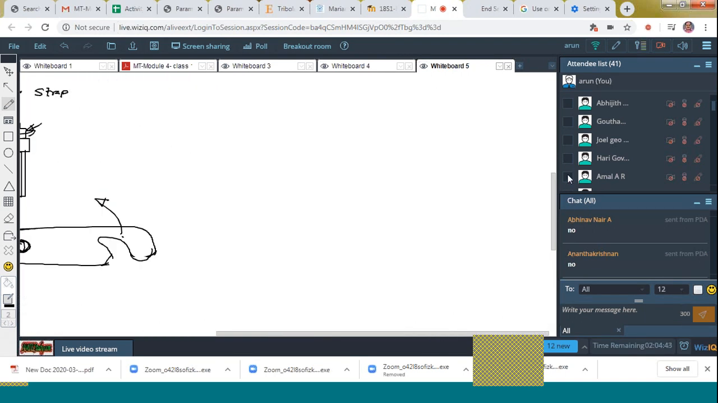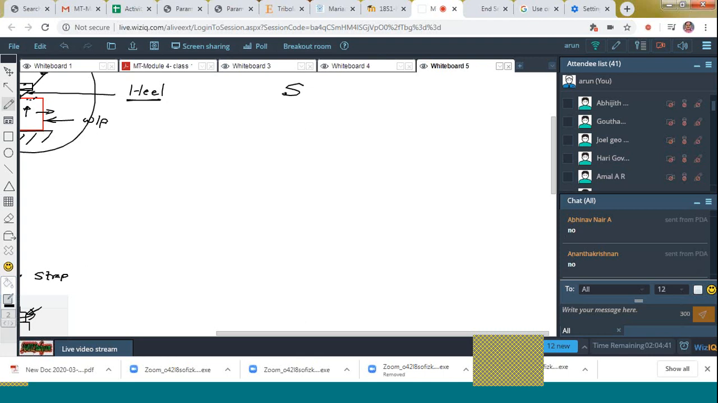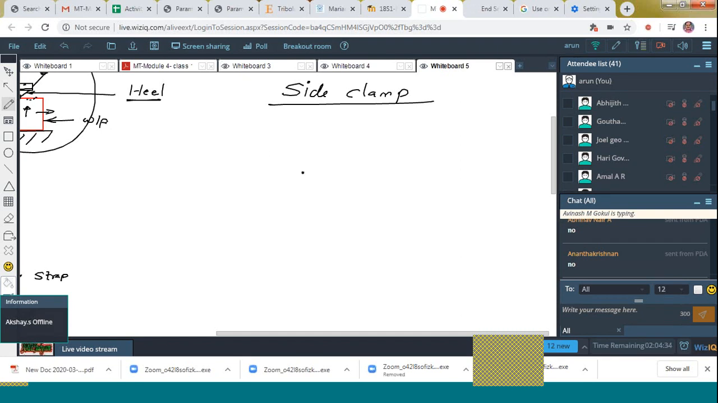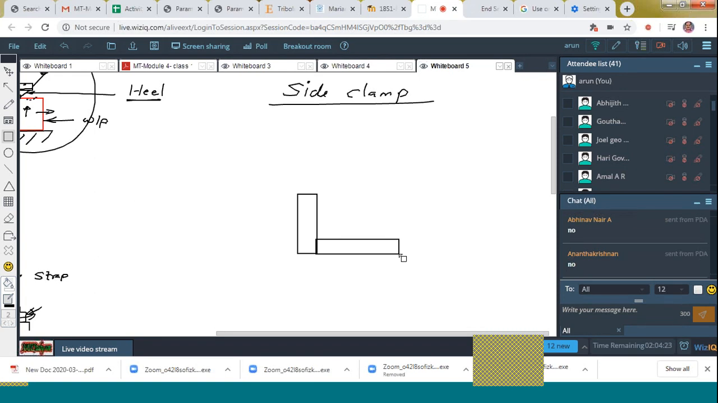Side clamp. Okay. Let's see how it is. That is very simple. And in some cases, it will be complicated also to hold certain workpieces. That is, right now I am going to draw a complicated figure. Here it is the case, like this.